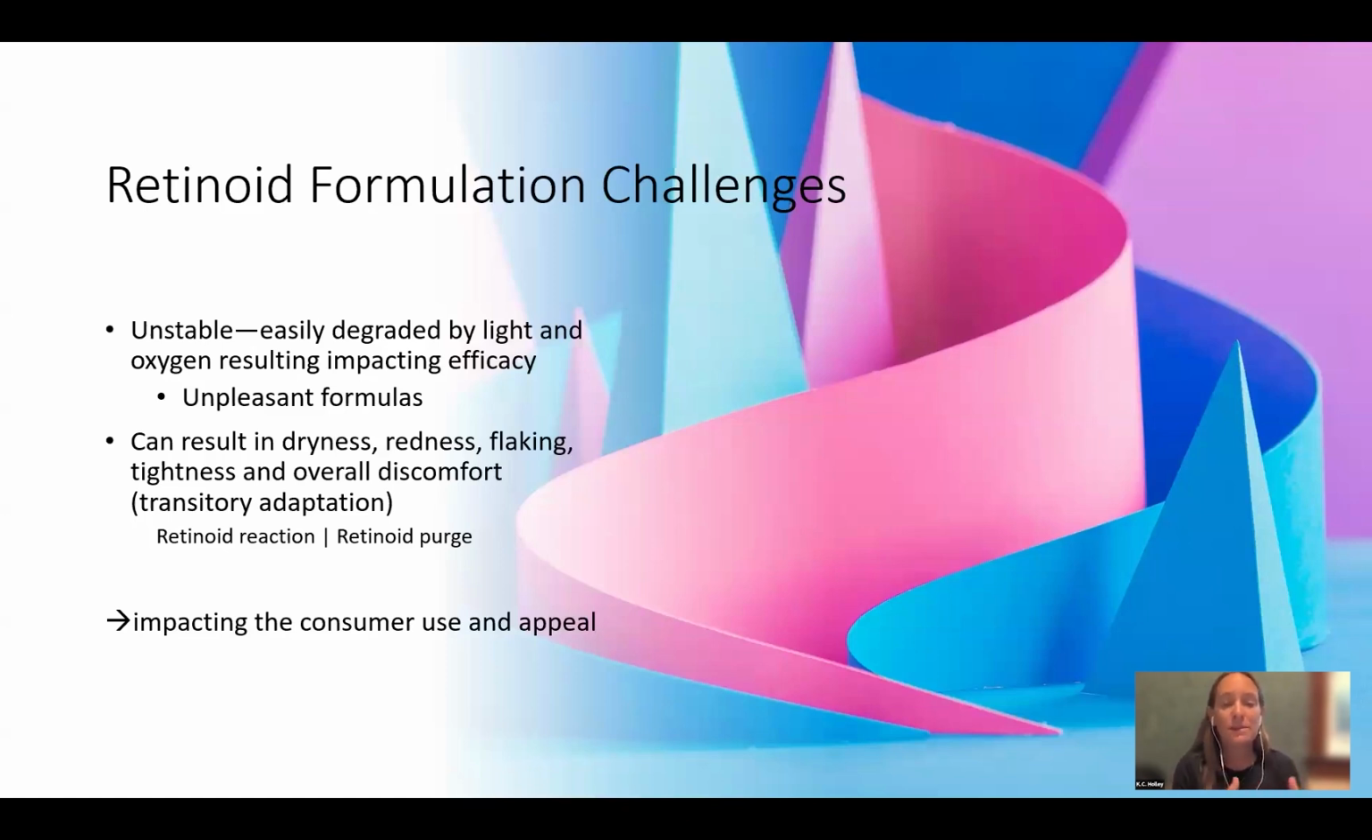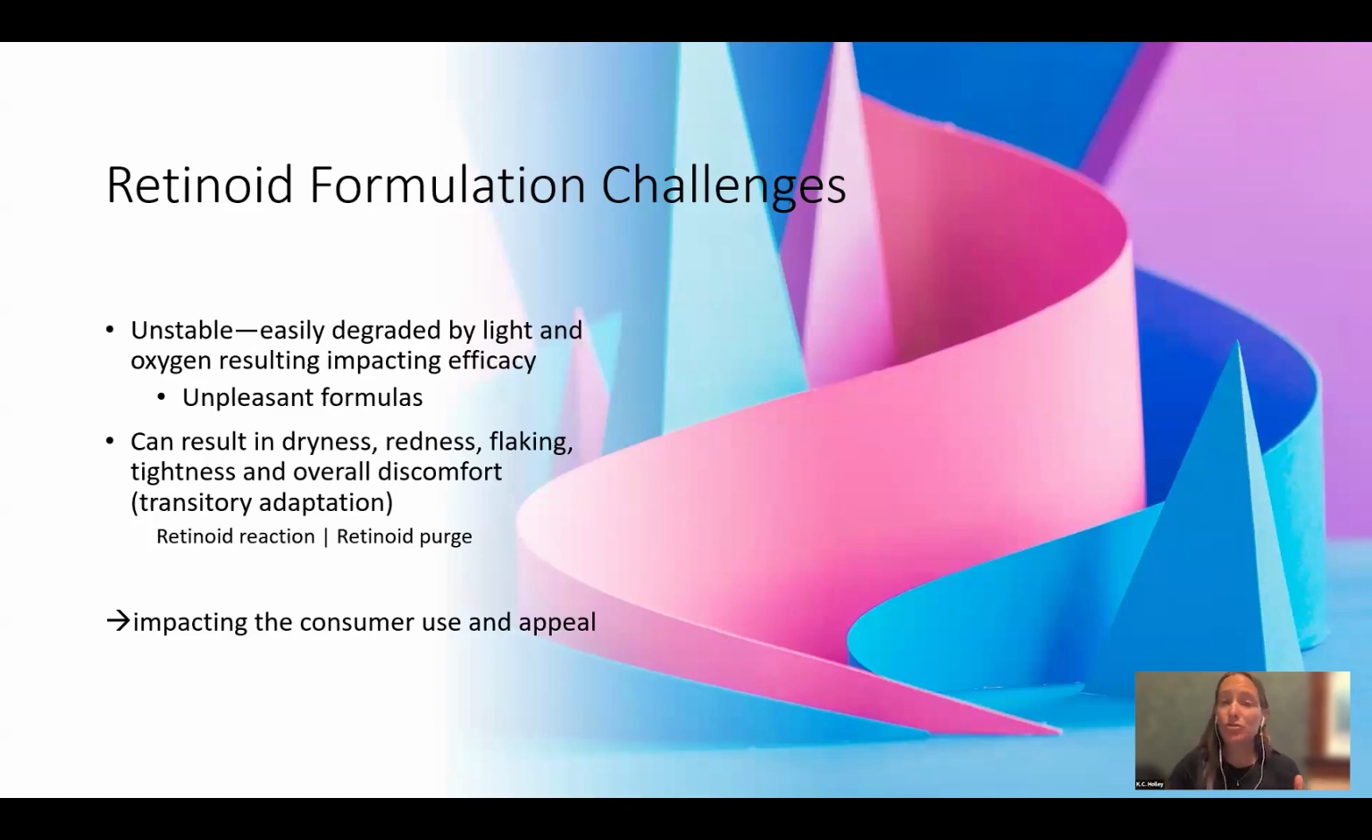The other thing I mentioned before is that when you use retinoids, especially your retinal and your retinol, your AL and your OL, right? You can get these retinoid reactions or the retinoid purge. And this can result in dryness, redness, flaking, tightness, and just overall discomfort of the skin, right?